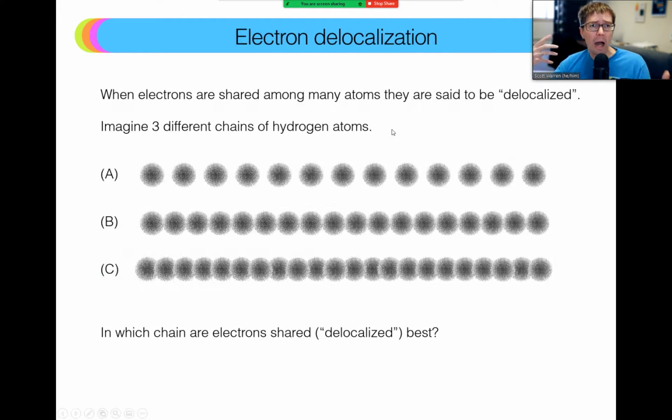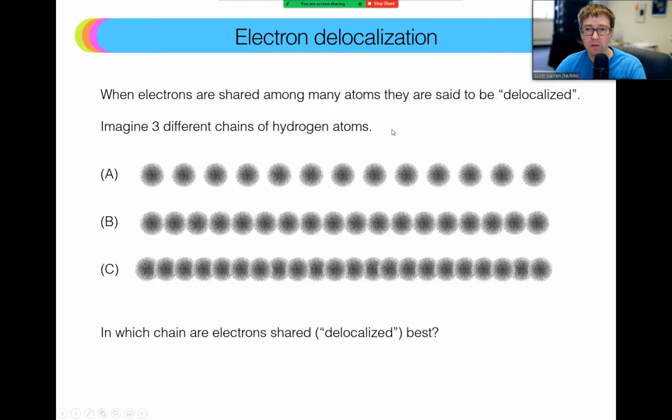Okay, so how does quantum confinement work? Well, the basic idea is when orbitals overlap, that can allow the electrons to be shared. And when the electrons are shared among orbitals, we say that those electrons are delocalized. So I want you to picture 3 different chains of hydrogen atoms and select which one the electrons are best shared in or best delocalized in.